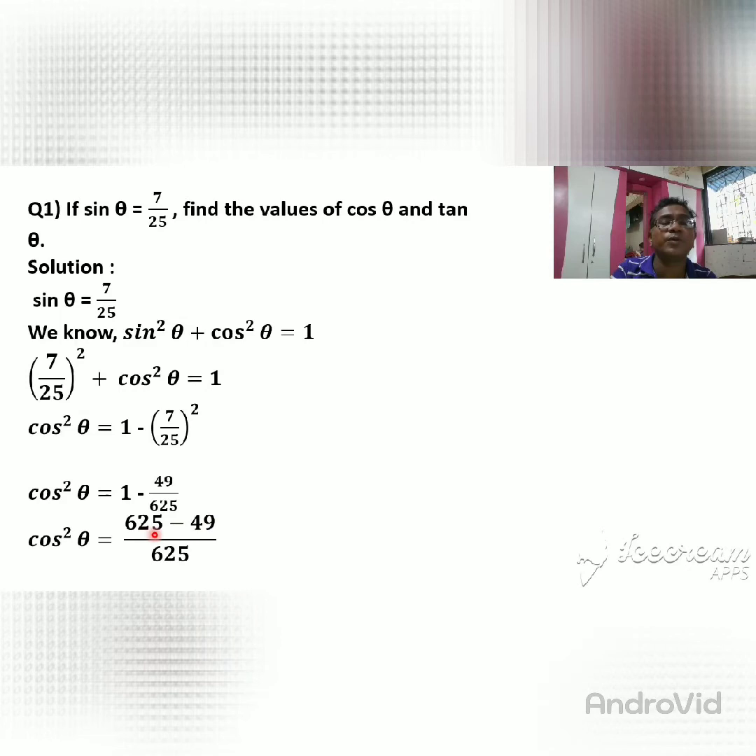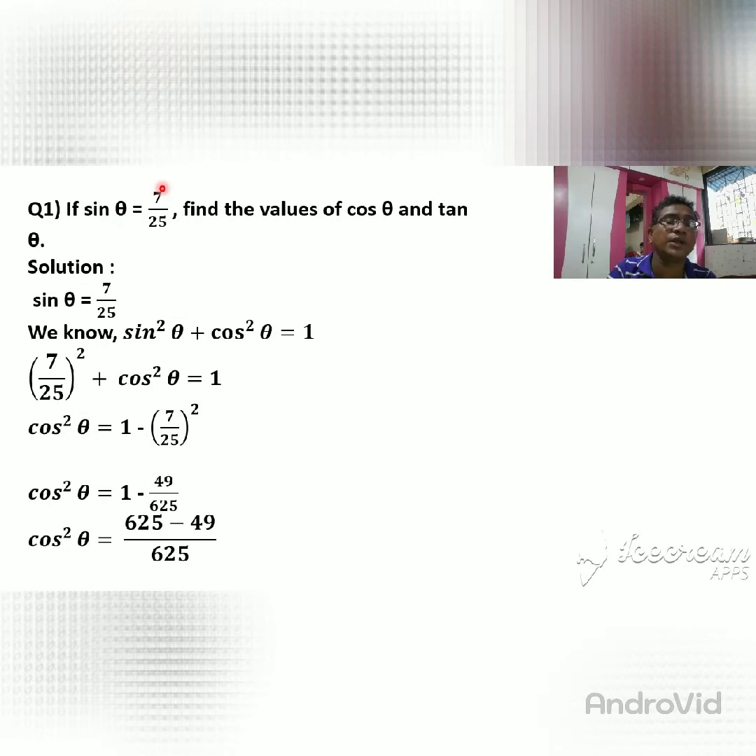So 625 minus 49, you get 576. So you understand how you get 576? If someone doesn't understand, I will explain again. See, this is the 625. That 625 minus 49, then you get 576. You can check it. Denominator 625 remains as it is.